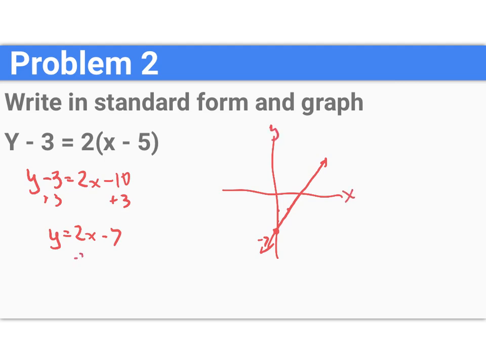And now we had to subtract 2x from both sides. So negative 2x plus y equals negative 7. Now you may be asking me, why didn't I combine the x with the y? You can't do it. They're different terms. They are not like terms.